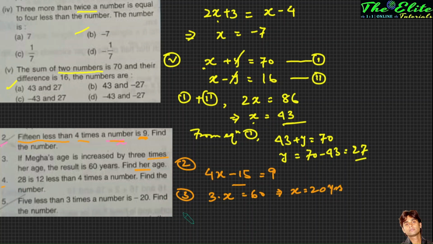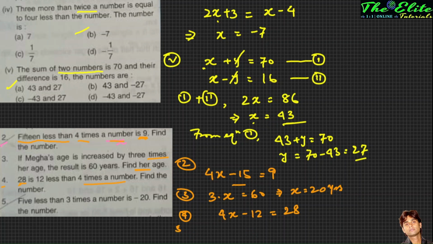Now question number 4. 28 is 12 less than 4 times a number. Again, 4 times a number means 4 times x. 12 less means you have to subtract 12 from it, and that is going to be equal to 28. That's it. You can find the value of x.